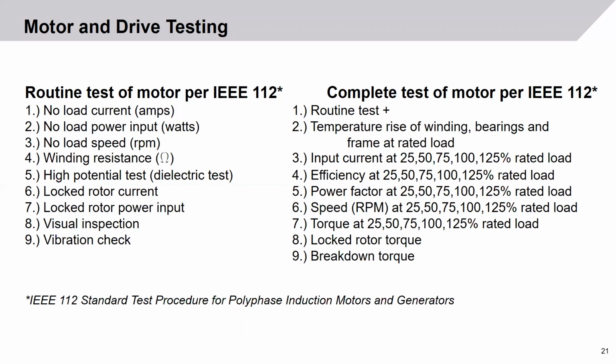Then you can add to that a complete test, which includes the previous 9 tests, plus a temperature rise of winding, bearings, and frames at rated load. And then they'll measure the current, efficiency, power factor, speed, and torque at 25, 50, 75, 100, and 125% of the rated load of the motor. On top of all of those values, they will still check a locked rotor torque and a breakdown torque.